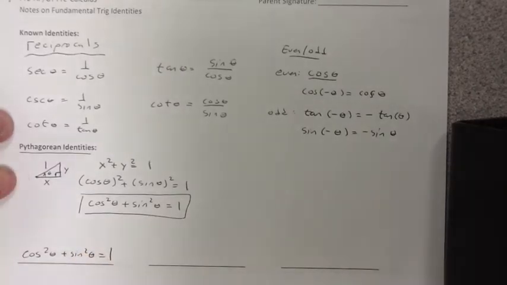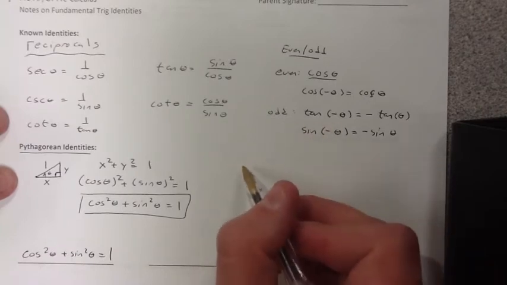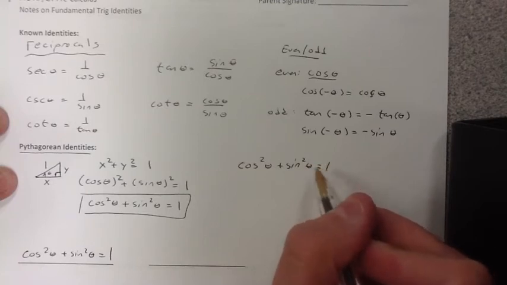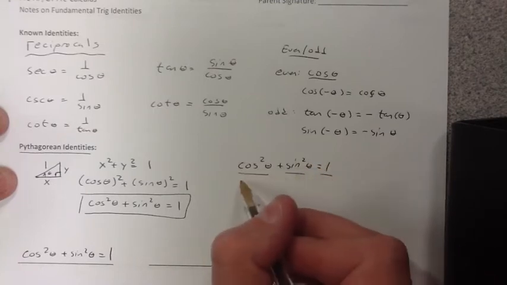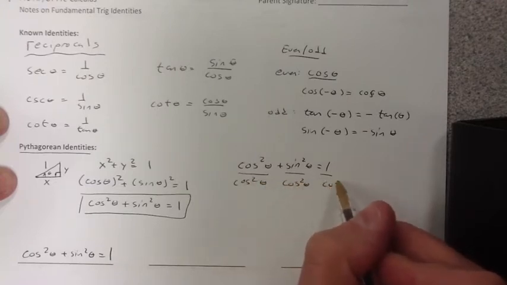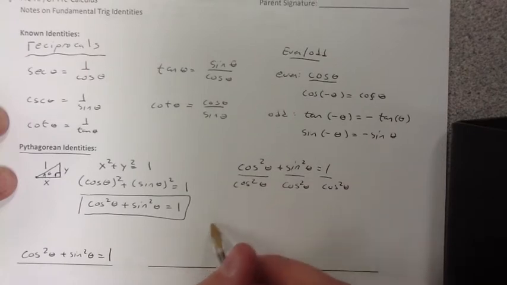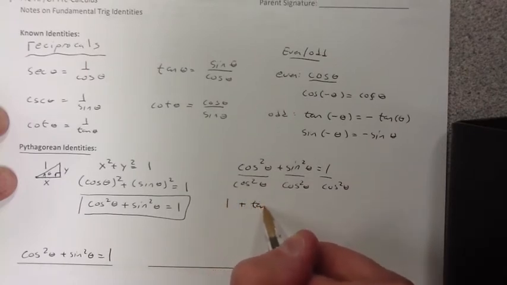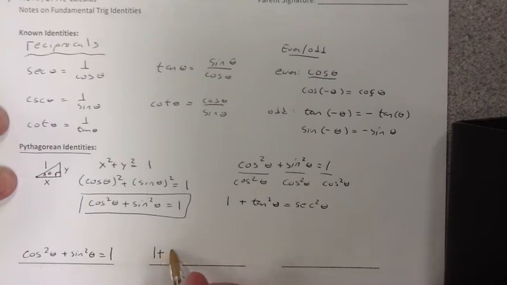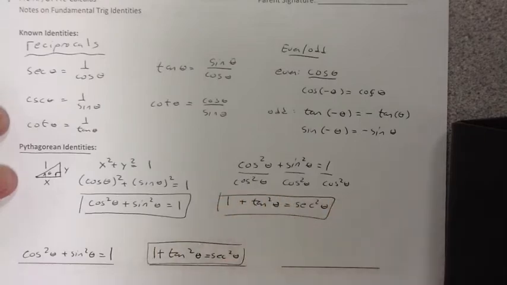To get our remaining Pythagorean identities, we're going to take our cosine squared of theta plus sine squared of theta equal to 1, and we're going to divide. Like, what happens if I divide everything by cosine squared? Well, this just becomes 1 plus tangent squared of theta equals, and 1 over cosine, of course, is secant squared. Secant squared of theta, and that's our other one. 1 plus tangent squared of theta equals secant squared of theta. And there's our second Pythagorean.